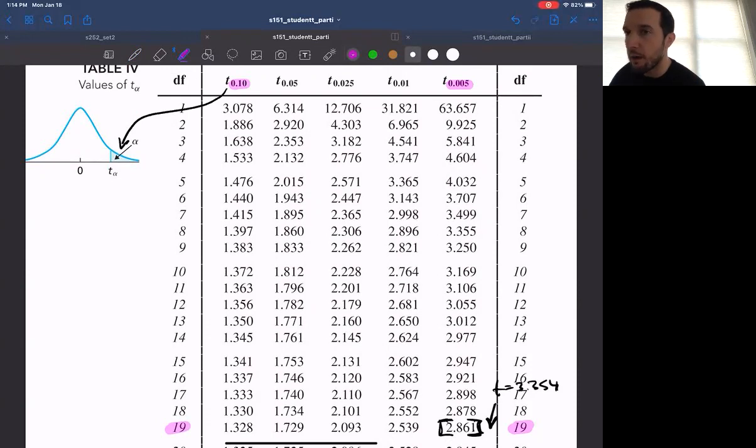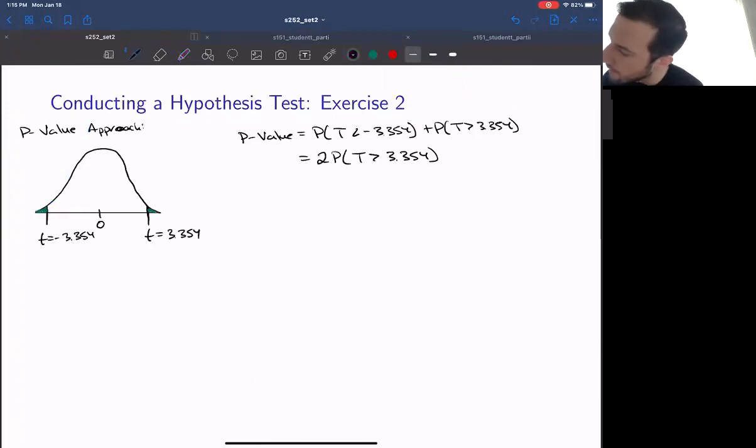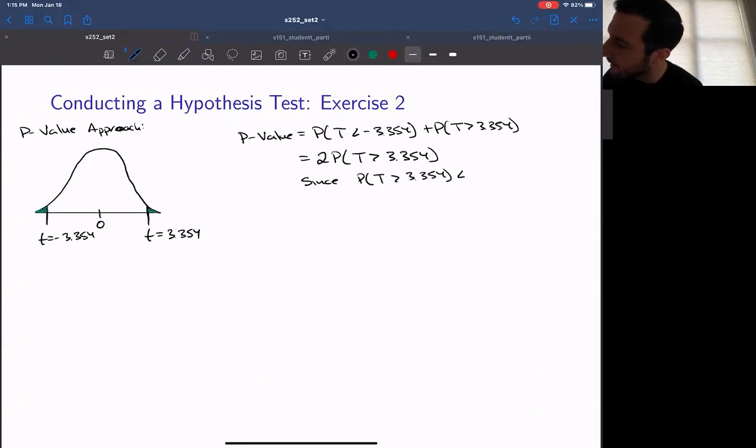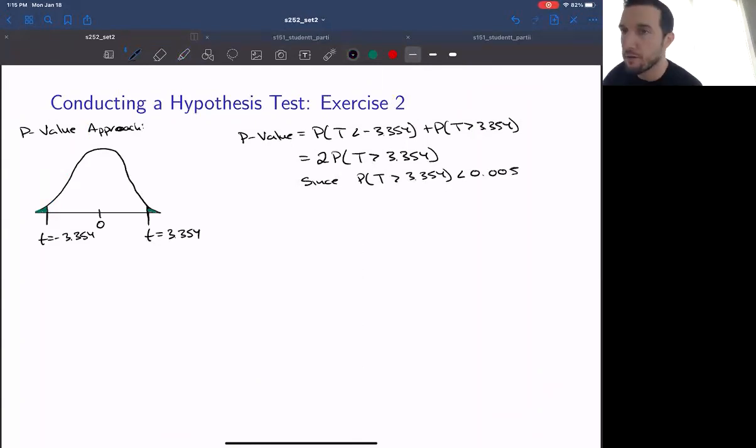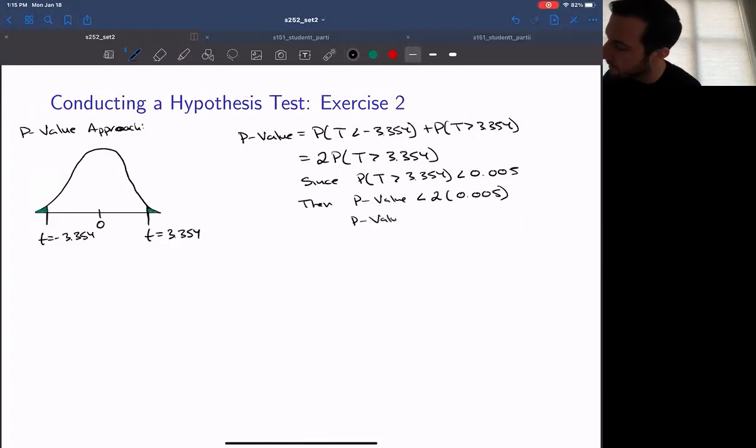Now, because our test statistic is larger than 2.861, that means that the area to the right of 3.354, so the area to the right of our test statistic, must be smaller than 0.005. So what we can say is that since the probability that t is greater than 3.354 must be less than 0.005 based off of the student t-table, then the p-value is less than 2 times 0.005. So the p-value is less than 0.01. Okay.